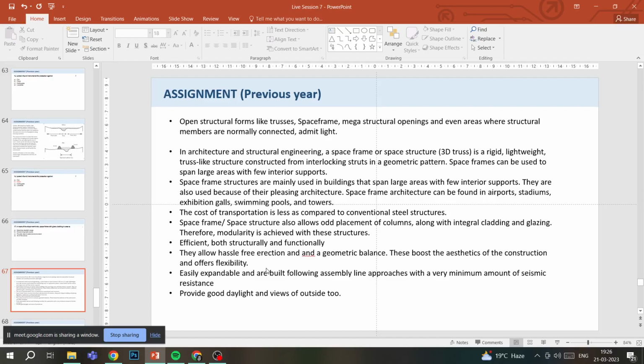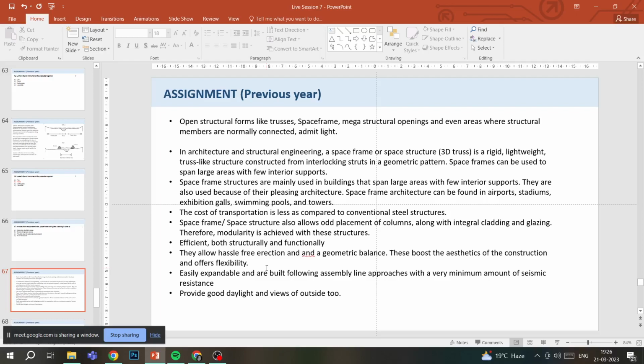So open structural forms like trusses, space frames, megastructural openings, and other even areas where structural members are normally connected, they admit light because they are such structures which actually admit a lot of light inside the building. So, what is a space frame? I have mentioned it in previous classes many a times what a space frame is, because a lot of questions were based on this space frame.